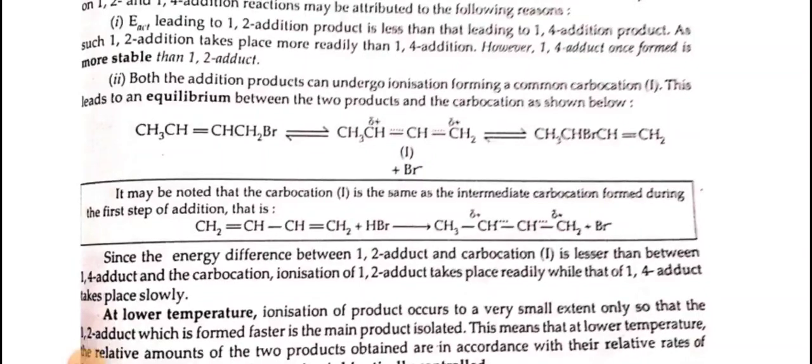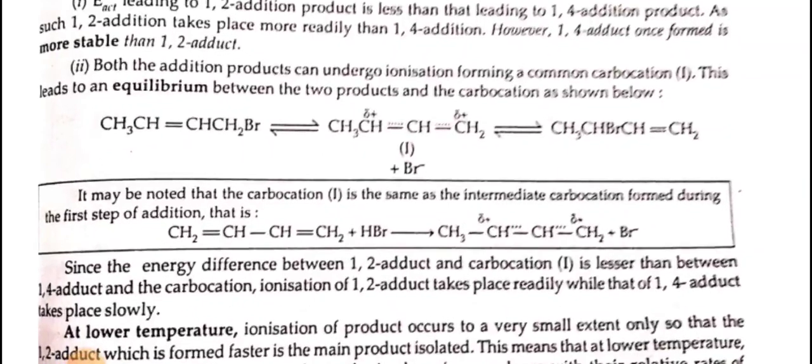Second, both the addition products can undergo ionization, forming a common carbocation first. This leads to an equilibrium between the two products and the carbocation, as shown below. It may be noted that the carbocation first is the same as the intermediate carbocation formed during the first step of the reaction, that is, CH2=CH-CH=CH2 plus HBr is converted into CH3CH=CH-CH2 plus Br.